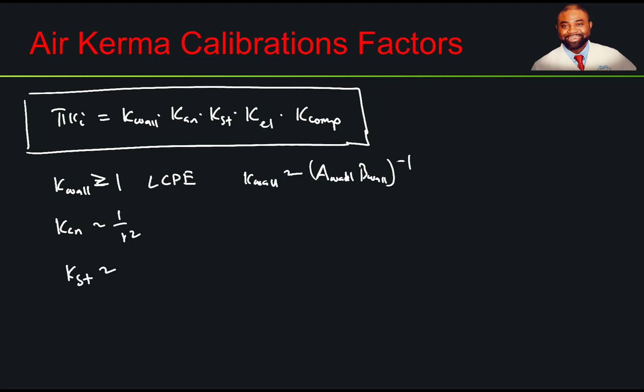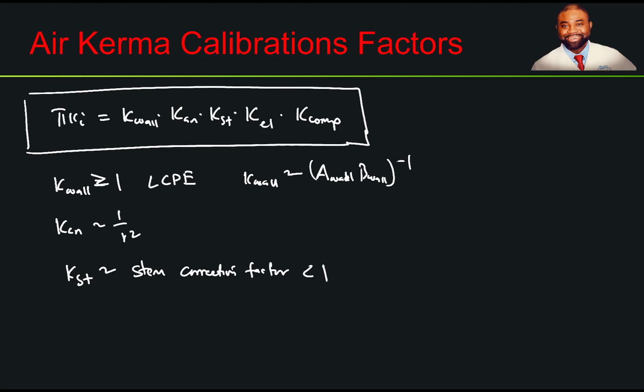K-stem is what we call the stem correction factor, and really accounts for the photons scattered into the chamber by the stem of the chamber. It is often less than 1.